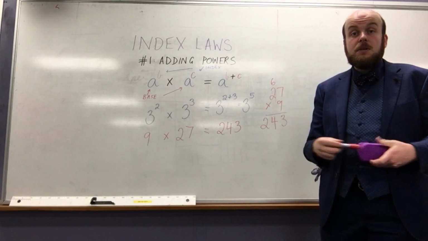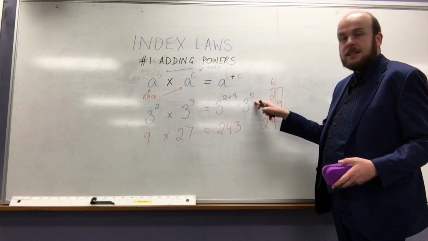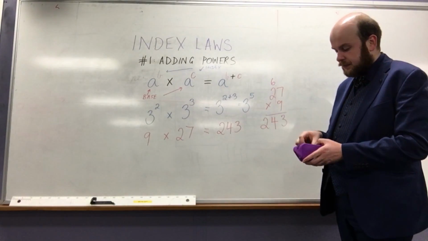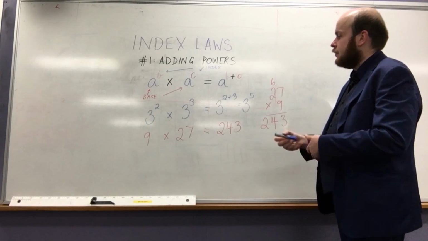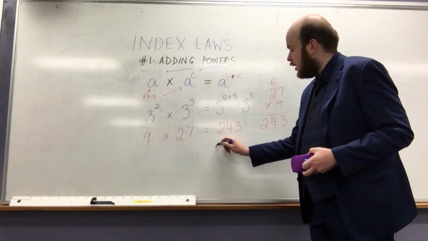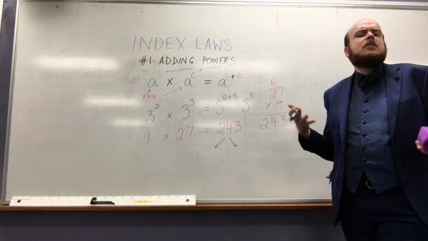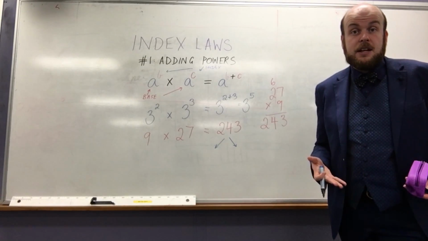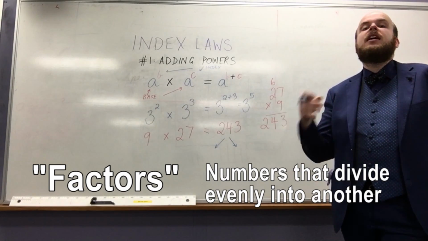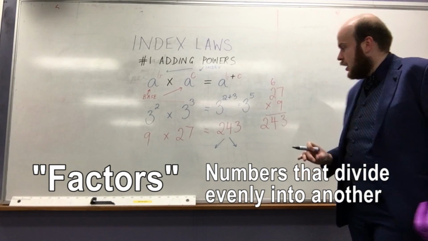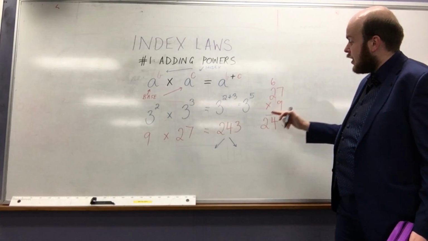So what I want to do is demonstrate to you that 243 is the same as 3 to the power of 5. So let's go and determine this. 243. What we need to work out is a couple of numbers that fit inside, otherwise known as factors. Factors are numbers that can divide evenly into another. So 243. Well, let's go and see.